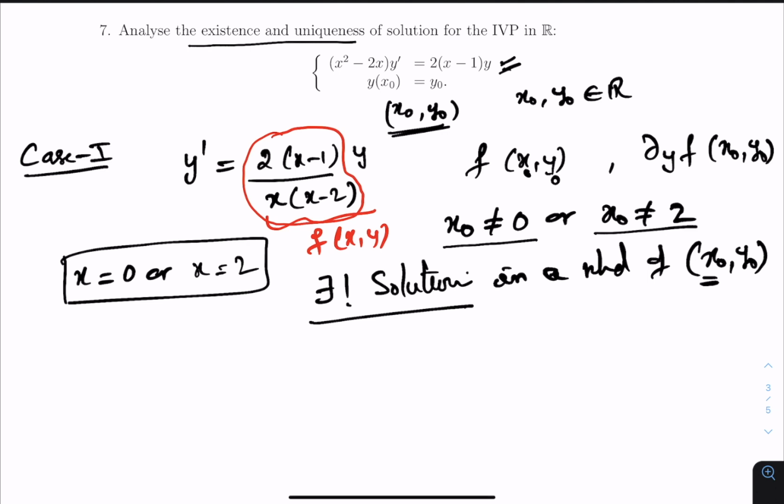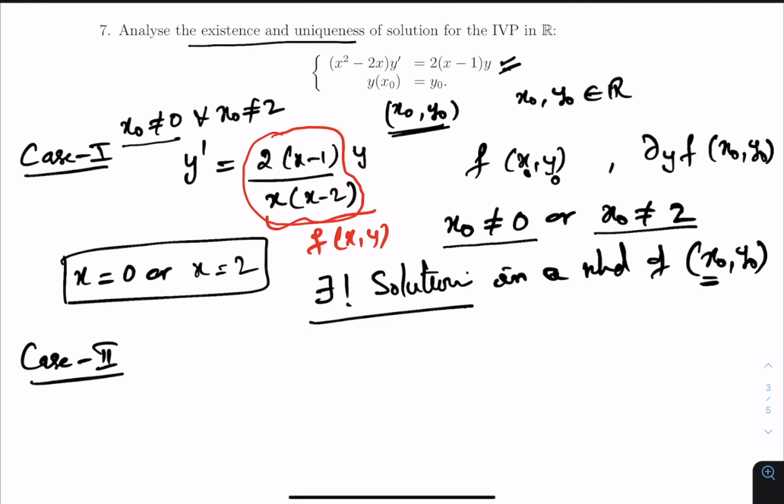So case 1 is precisely the case when x0 is not equal to 0 and x0 is not equal to 2. Y0 could be anything, that doesn't matter. Y0 did not play any role here. So that is case 1. In this case, you have a unique solution. Whenever your initial point is different from 0 and 2, you have a unique solution by Picard's theorem in a neighborhood of x0.